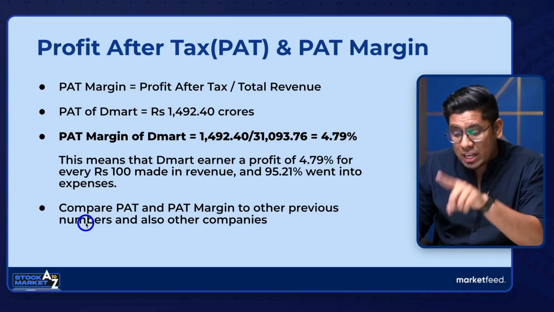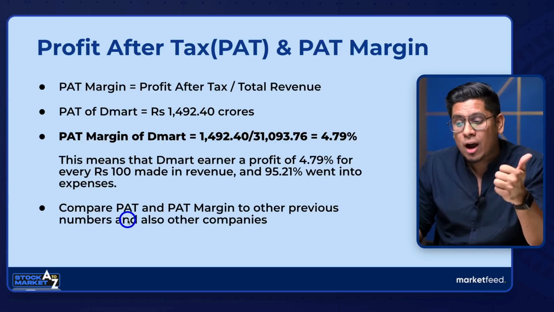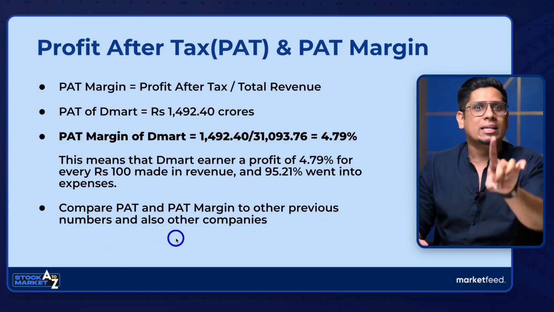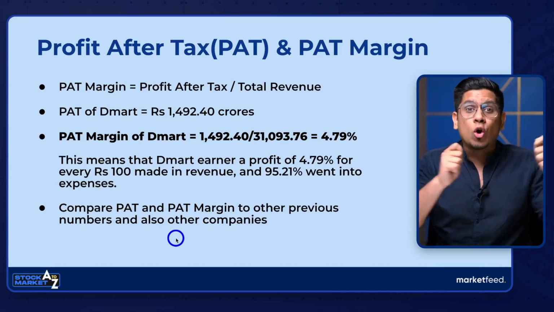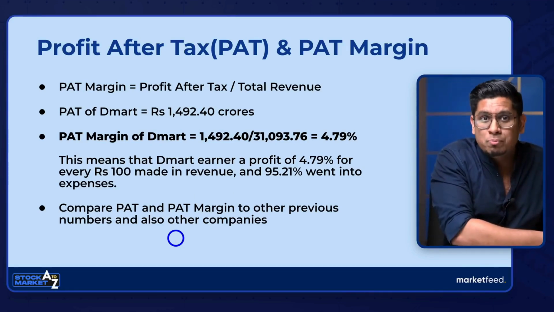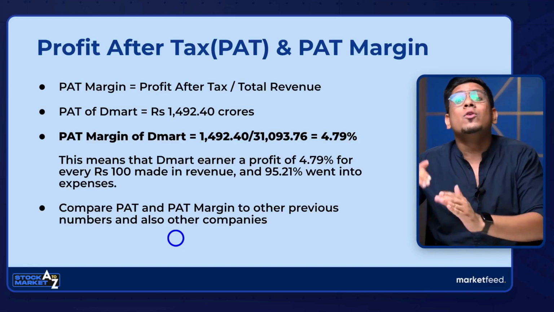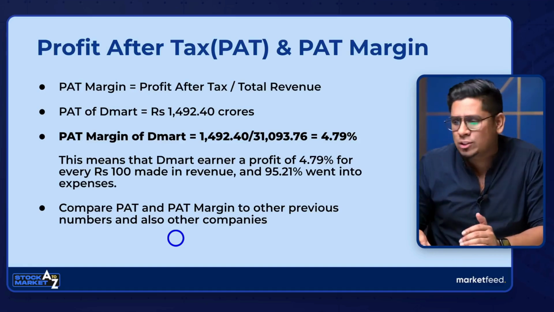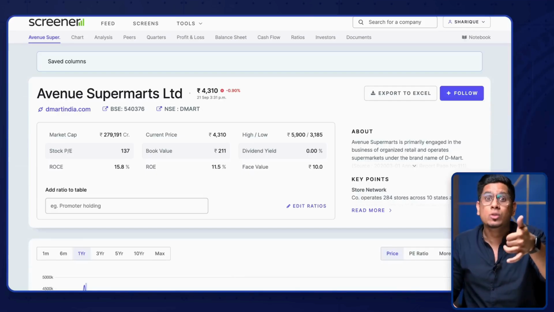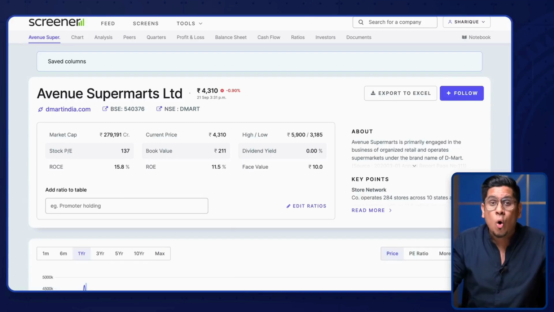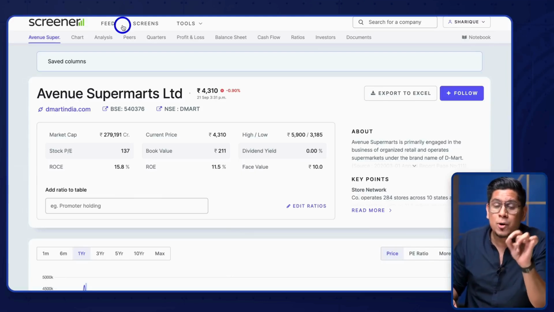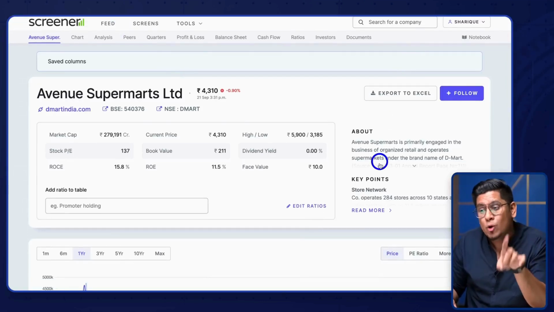Now one very important point here is to compare profit after tax and profit after tax margin to other previous numbers and also other companies. Just like I said in the beginning, right? For each financial ratio, it would be great if you compare it with the previous performance of the same company, and also compare the same with other companies as well. Now, how would you do that? One very easy way of doing that is using Tickertape, because Tickertape shows you all the data. But for this purpose, the tool Screener, www.screener.in, will help you even better.